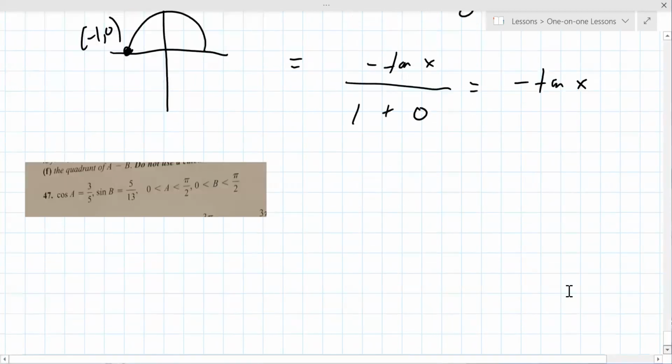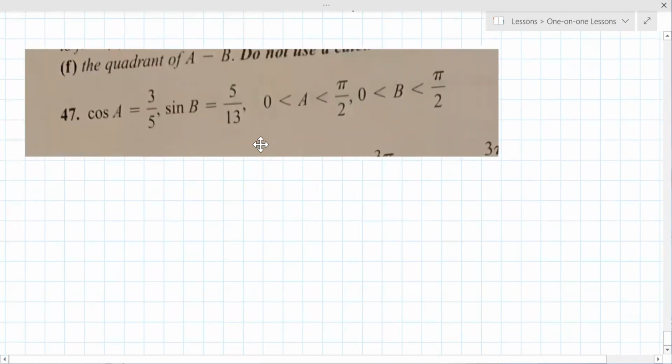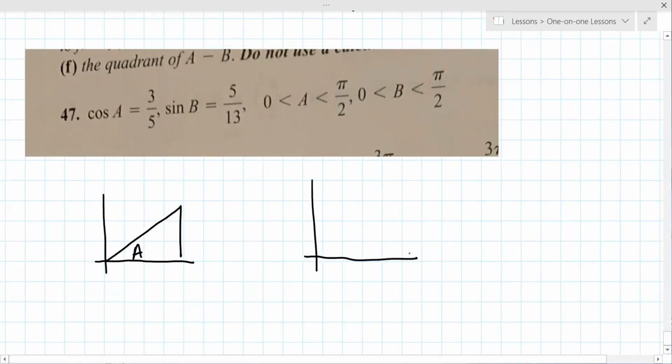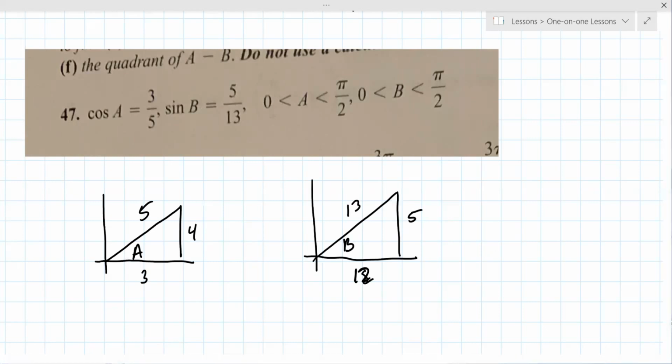Thank you. So 47, a lot of given information. Cosine A is 3/5, cosine B is 5 over 13. They tell you here that A is in the first quadrant and so is B. That's really nice, a nice introductory one. So here's A and here's B. A is adjacent over hypotenuse, sine is opposite over hypotenuse, and these are Pythagorean triples, so we're good here. That's the given information, and you have to solve the triangle first for each of these.